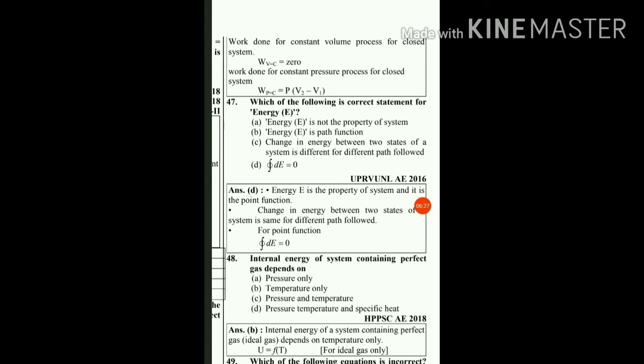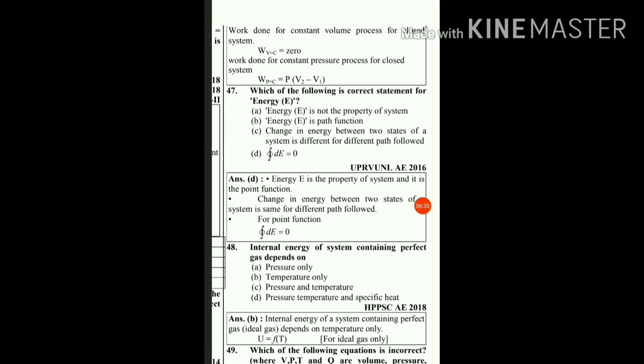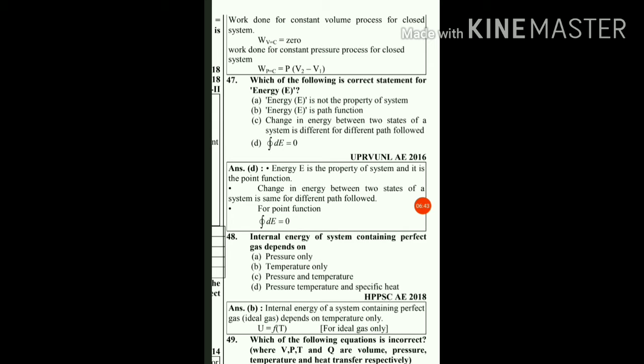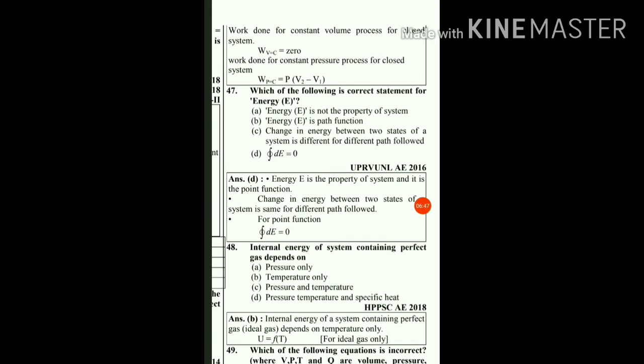Then option D is that the cyclic integral of change in energy will be 0. So it is true, and option D will be the right answer. As it is a point function, that is the reason why its cyclic integral becomes 0. For any point function, the cyclic integral is always equal to 0.